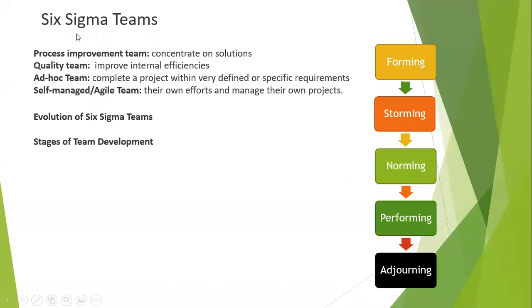And second thing, we are creating a quality team under Six Sigma. They will improve the internal efficiencies. That's what is expected out of them. And ad hoc team. See, for example, you identify some problem in the project, you bring one Six Sigma team to solve that particular specific requirement. We'll call that an ad hoc team.